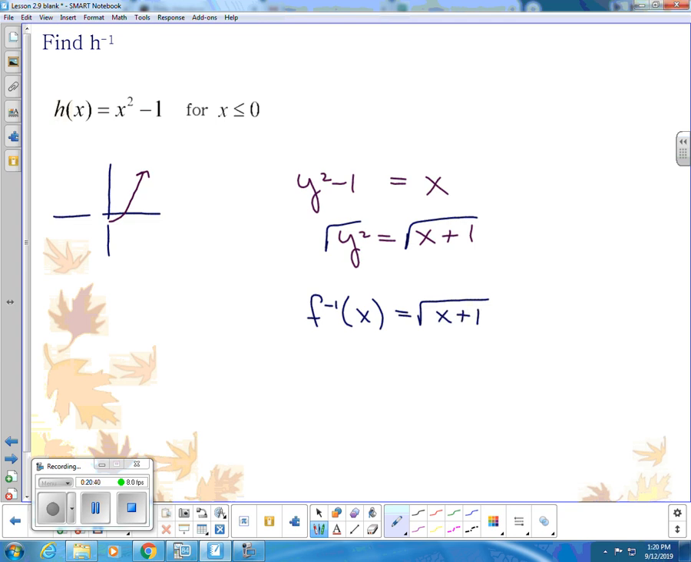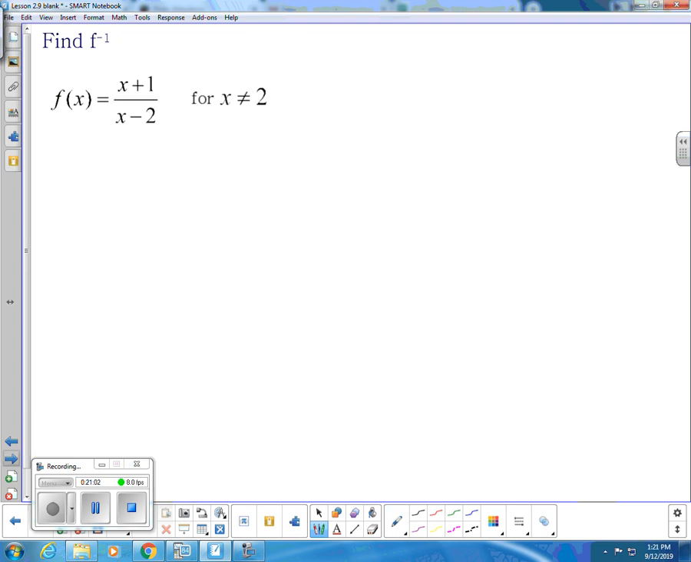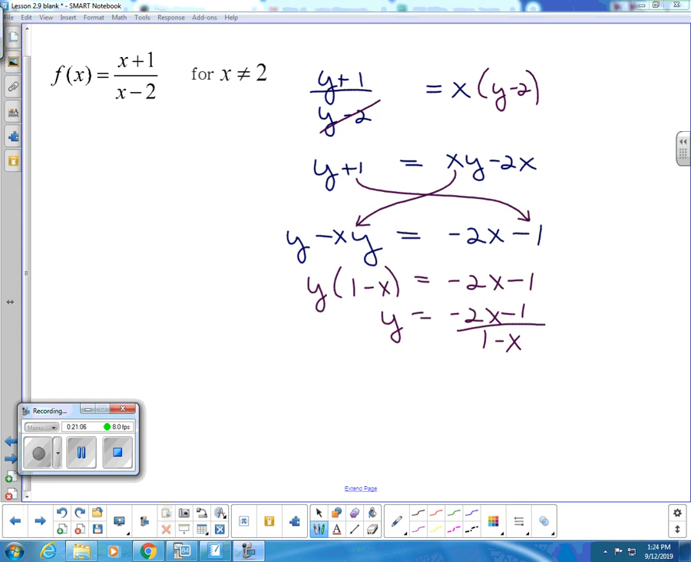Okay, did you get that? Getting the y squared by itself and then taking the square root. So it's only like 2 steps there. We're good? Okay. Last one. You guys try this by yourself, and then we've got one more slide. Is that what we got? Yes?